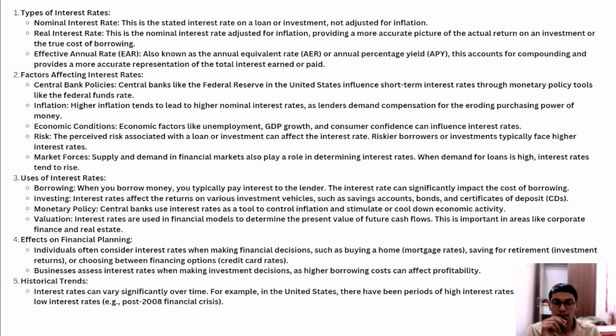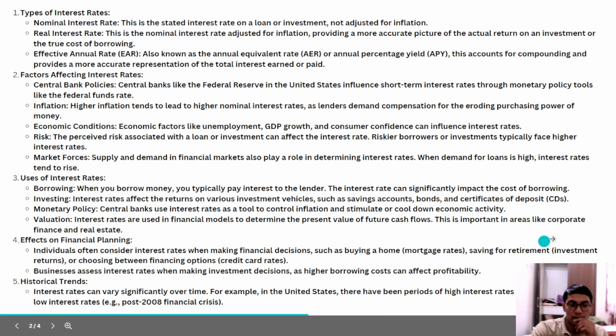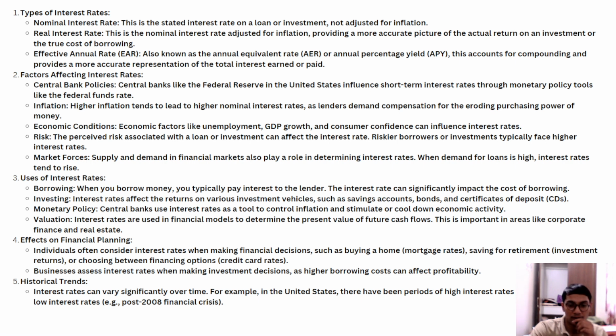Historical trend. Interest rates can change significantly over time. For example, in the United States, there have been periods of high interest rates, for example the 1980s, and low interest rates, for example post 2008 financial crisis.